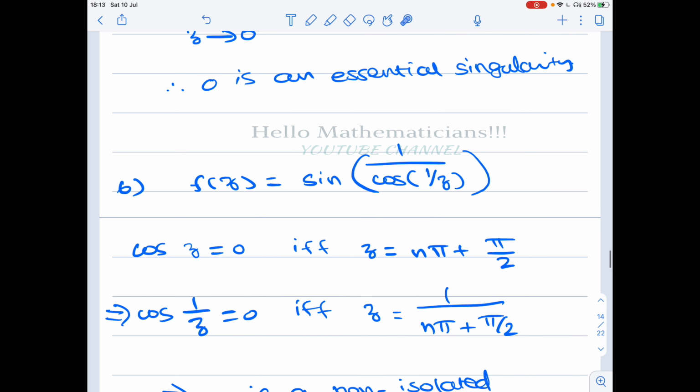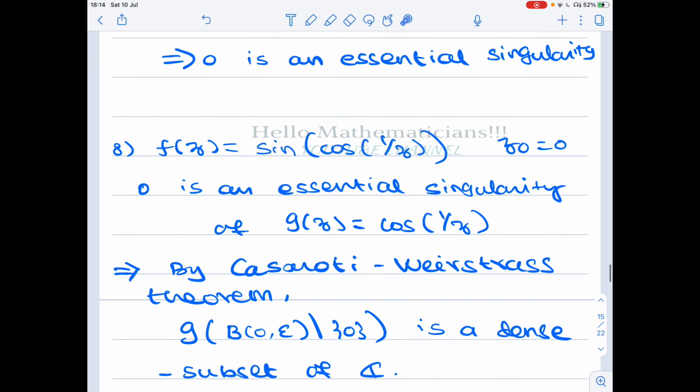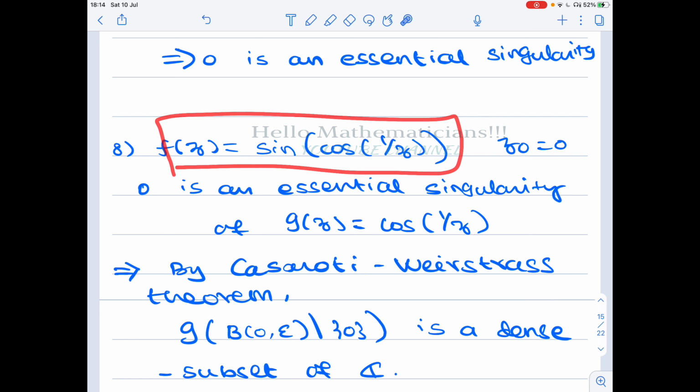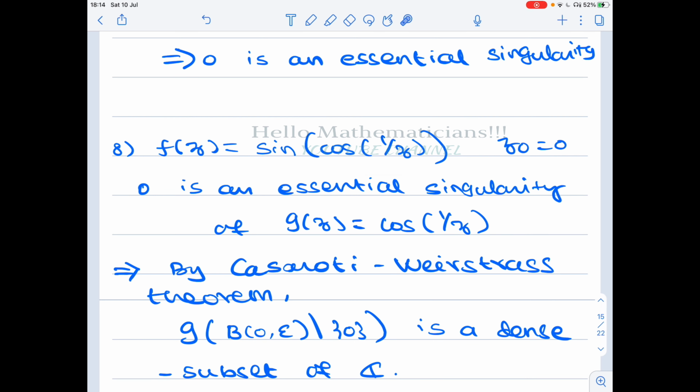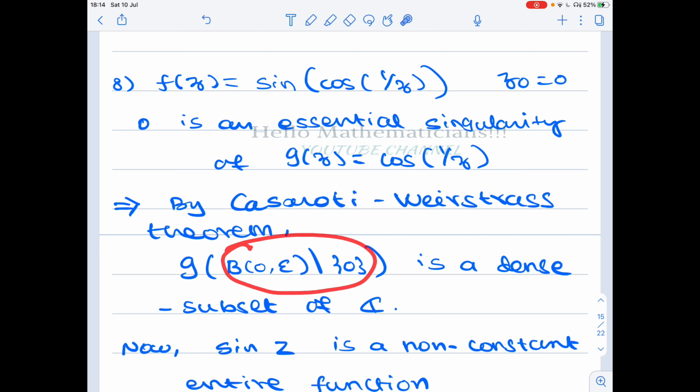Again, let's look at f of z equal to sine of cos 1 by z at z not equal to 0. We just saw that 0 is an essential singularity of cos 1 by z. By the Casorati-Weierstrass theorem, if 0 is an essential singularity of a function, then for any deleted neighborhood of that point, its image will be a dense subset of C.